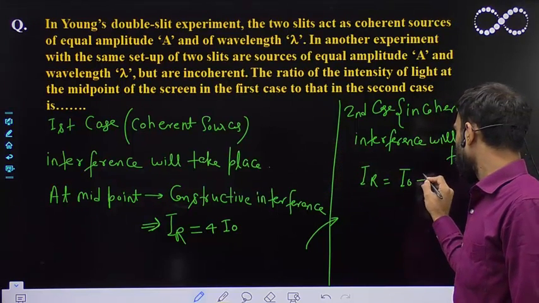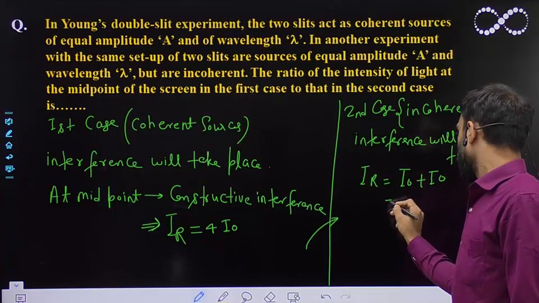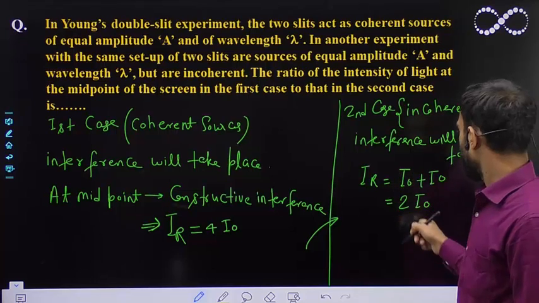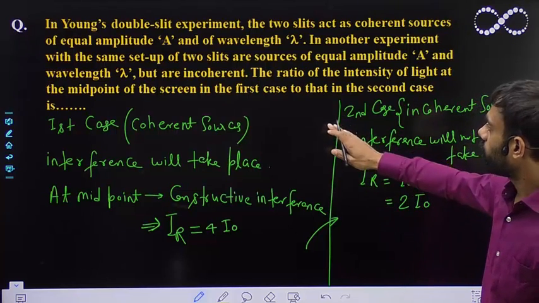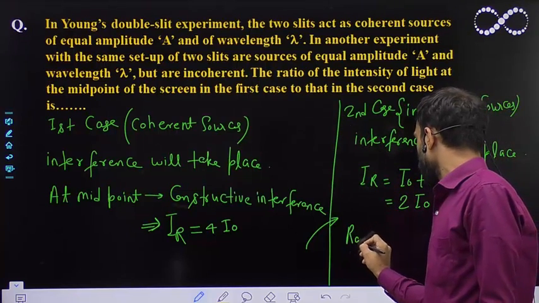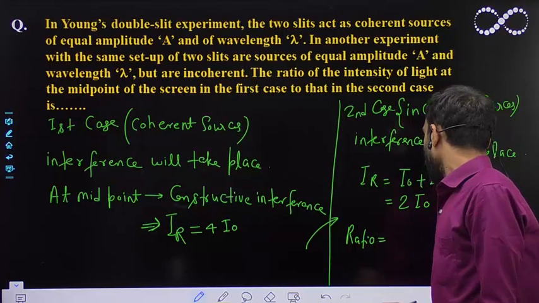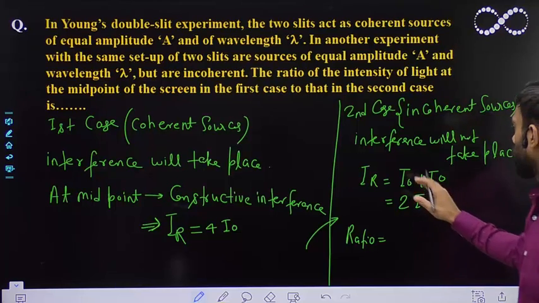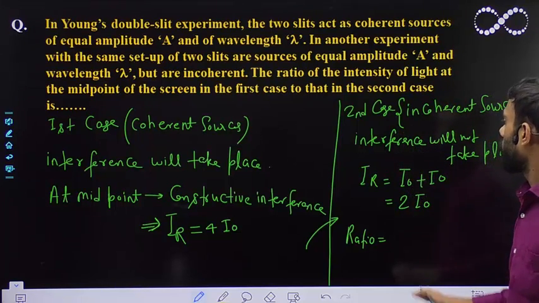That will be I naught plus I naught, so that becomes 2 I naught. Now it is asking for the ratio. This is the average intensity, 2 I naught, since it will be averaged out because no interference is taking place in this case.